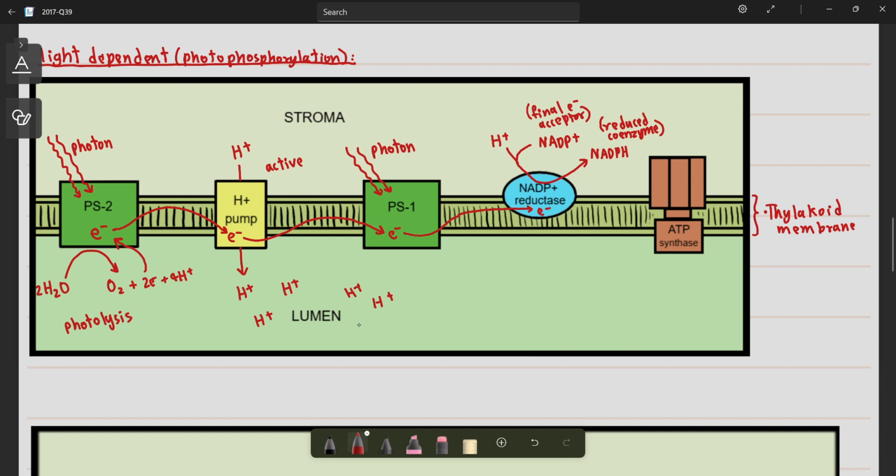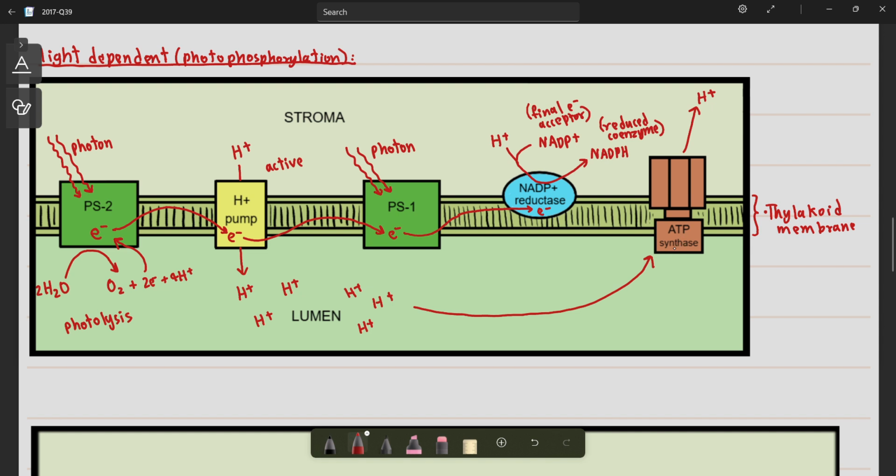So now what happens is that once the proton reaches its suitable concentration gradient, the proton is going to move down its concentration gradient through ATP synthase. Like that, it's going to move out. This process where the proton moves down the concentration gradient through the ATP synthase powers up the ATP synthase.